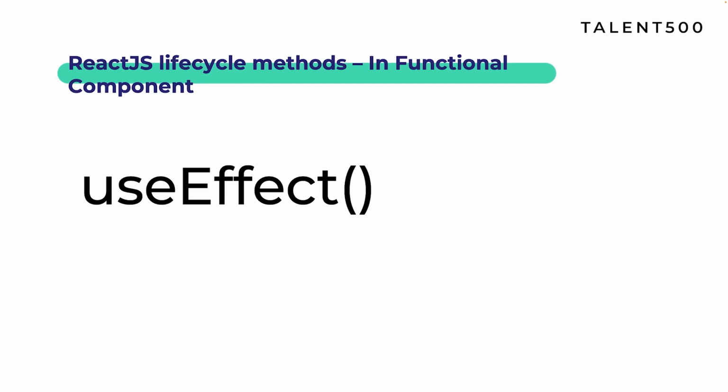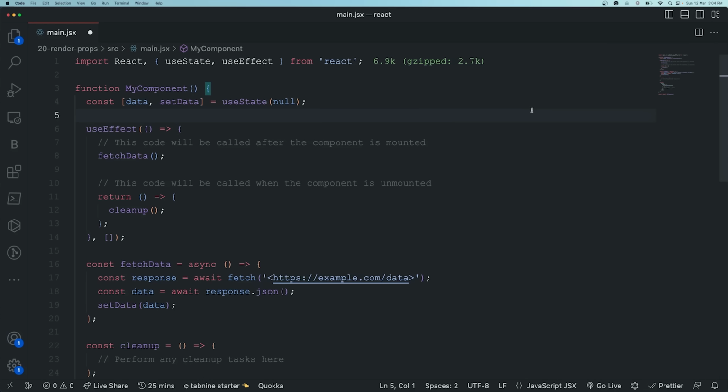So let's see how useEffect takes care of it. We just learned that in functional components we can use the useEffect hook to handle the lifecycle methods of a component, right? The useEffect hook is called after the component is rendered and can be used to perform any kind of side effects, such as fetching data from an API, or updating the DOM, all these kinds of things.